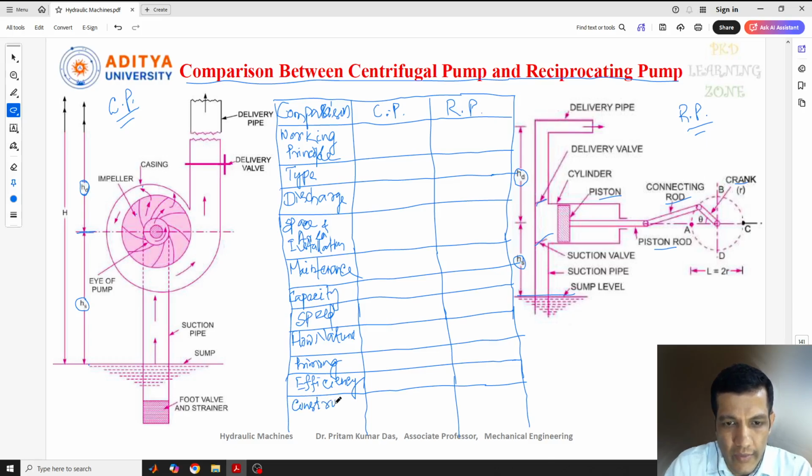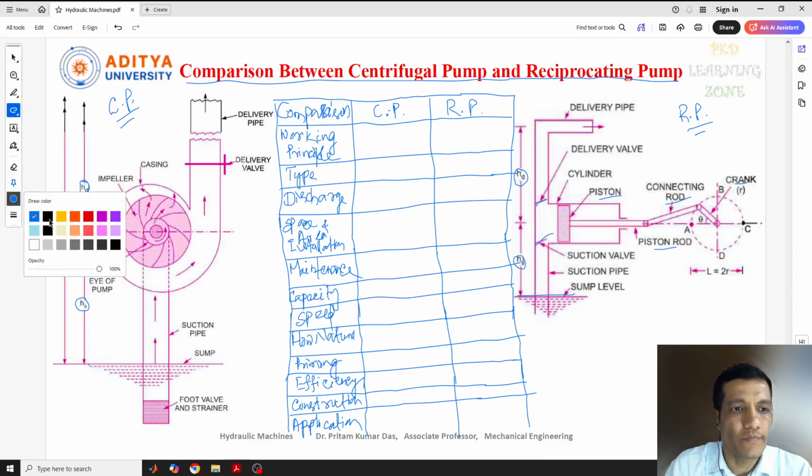So in the construction basis also we can write, and also cost. I have not written maintenance cost. I have written. Then we can go for application, and some other points are there. I'll write some in this place. So let's first complete up to this, like what are the things there.